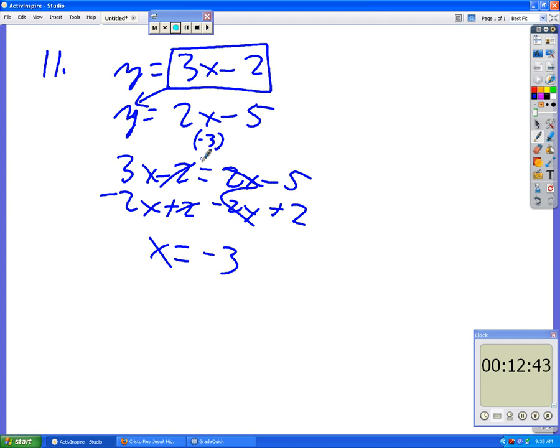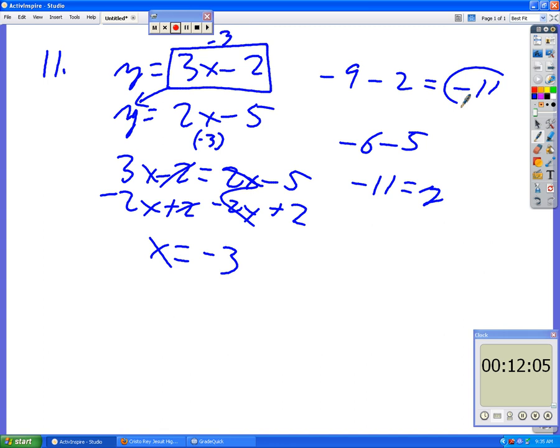What does this tell me to do right here? Right, what's 2 times negative 3? Negative 6 minus the 5, which is what? And that's equal to the y. By the way, what happens if I put negative 3 up here? What's 3 times a negative 3? Negative 9 minus 2, which is what? They're the same. Does it matter where I put the negative 3? No, I get the same answer.